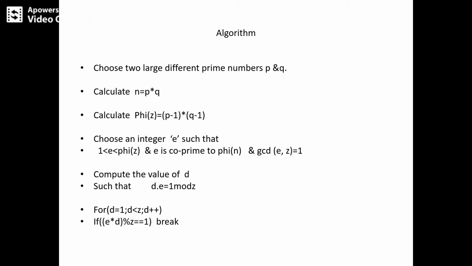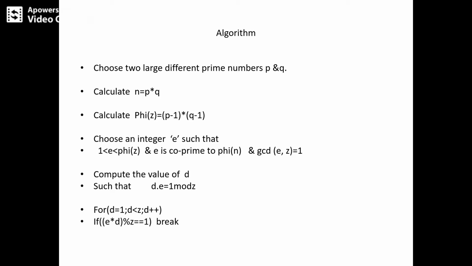Next we compute the value of d. D is called the secret key or private key, chosen in such a way that d times e is congruent to 1 mod z. This is the mathematical way of calculating d.